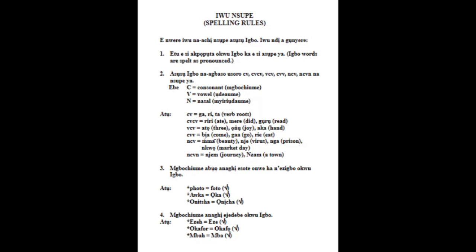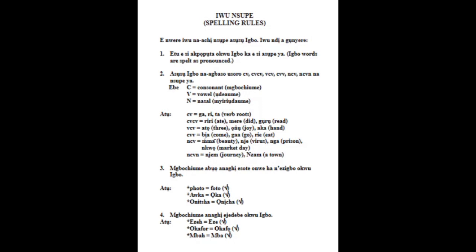Nzam. Rule number 3. Mgbochiume abụọ anaghị esote onwe ha n'ezigbo okwu Igbo. This means that Igbo does not have consonant clusters. In English, you could have two consonants coming together in a word, two consonants following themselves. In Igbo, it is not like that. In a proper Igbo word, it is not like that. Anytime you see it in Igbo, it means the word is anglicized, or a borrowed word, or coinage.